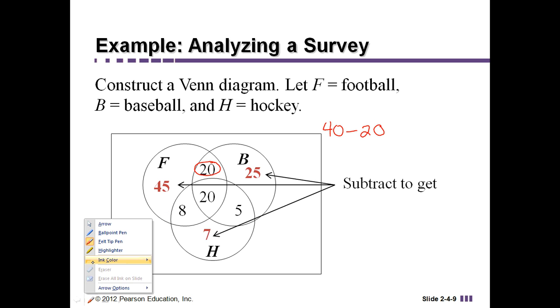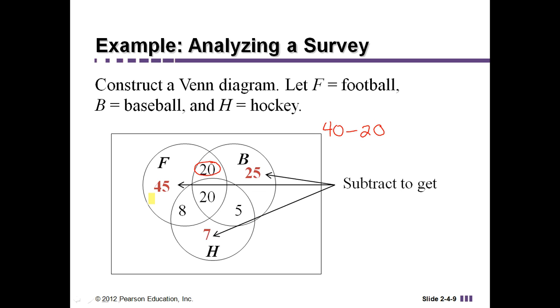Then we're going to take the number of people that liked baseball and hockey to figure out what we have here. There were 25 people that liked baseball and hockey.